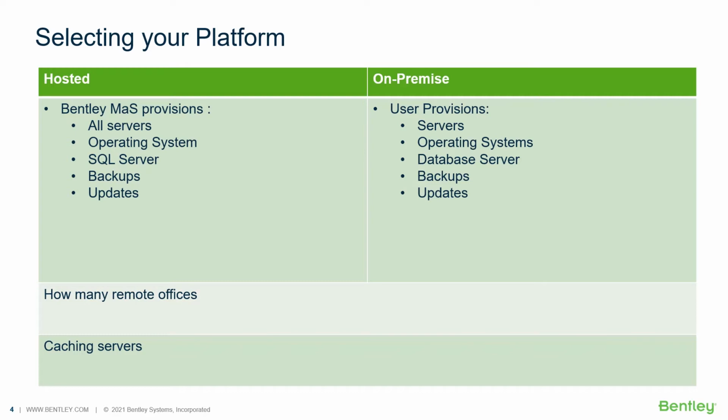Something else that we're also going to look at is how many remote offices there are. Is it just the office where we're going to do the implementation, or do you have remote offices around the country or the world that you want to include as well? And as a follow-up to that, will all of these remote offices use caching servers? A caching server basically makes the check-in, check-out of files a lot quicker on the system.